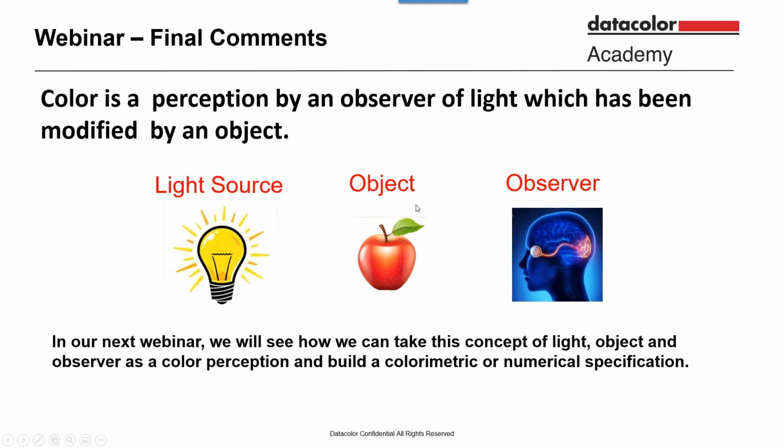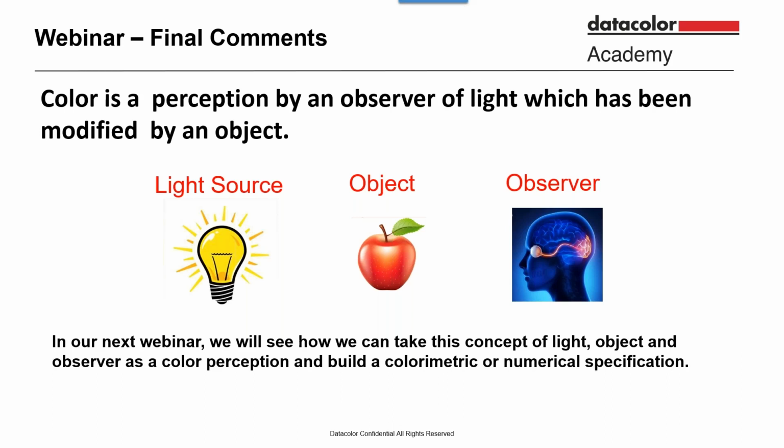Okay, some final comments here. We started the webinar by giving this definition of color: that color is the perception by an observer of light which has been modified by an object. The understanding of how the light source, object, and observer relate to each other will be an important part of your color technology training and will be a key element of color communication between you and your customers.